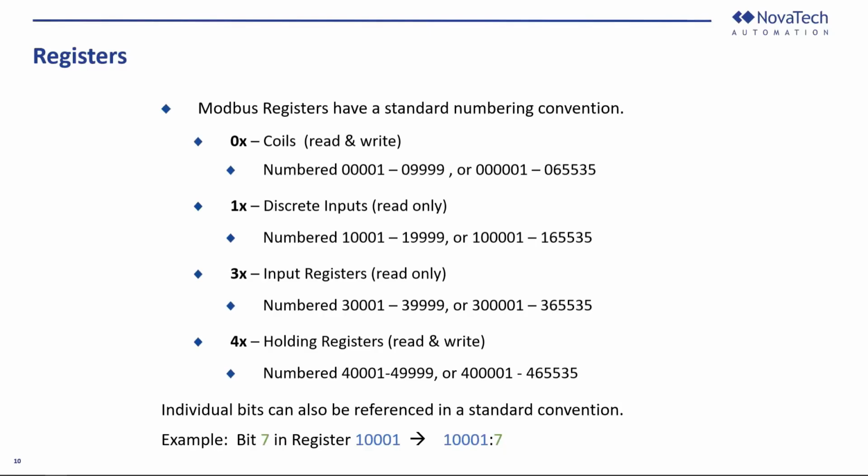Individual bits can also be referenced in standard convention. This is standard Modicon convention, and that is the register and the bit number. So indicating the 7th bit in register 10001.